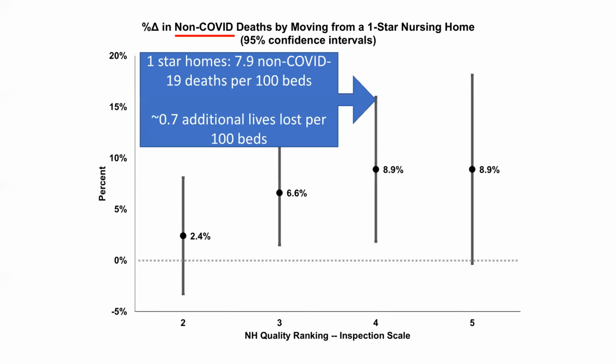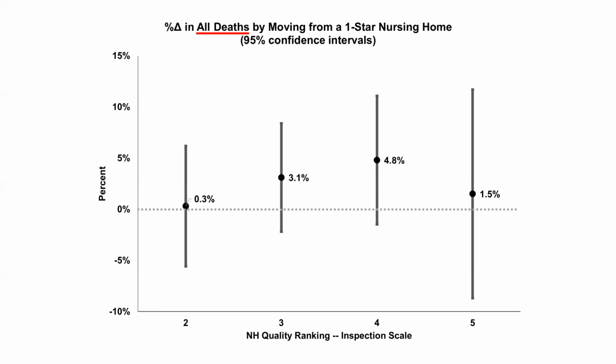Again, if we want to think about how many human lives this is, 1-star homes have about 7.9 non-COVID-19 deaths per 100 beds. So in these high quality homes, we're seeing about 0.7 additional lives lost per 100 beds. The natural thing to do then, if we have COVID deaths and non-COVID deaths, is look at total deaths and how that relates to quality.